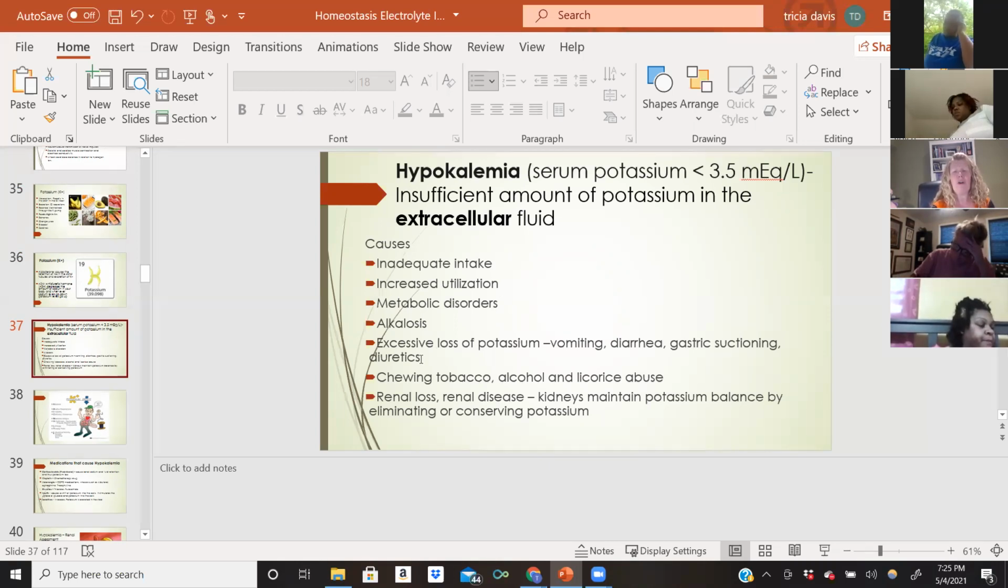Chewing tobacco, alcohol, and licorice abuse can cause hypokalemia. And then renal loss, renal disease, can also cause hypokalemia. Our kidneys help maintain a potassium balance by either eliminating potassium or conserving and holding onto it. So if our kidneys are not working properly, then we could have hypokalemia, and you guys can probably also guess that we could have hyperkalemia if our kidneys are holding on to too much potassium.